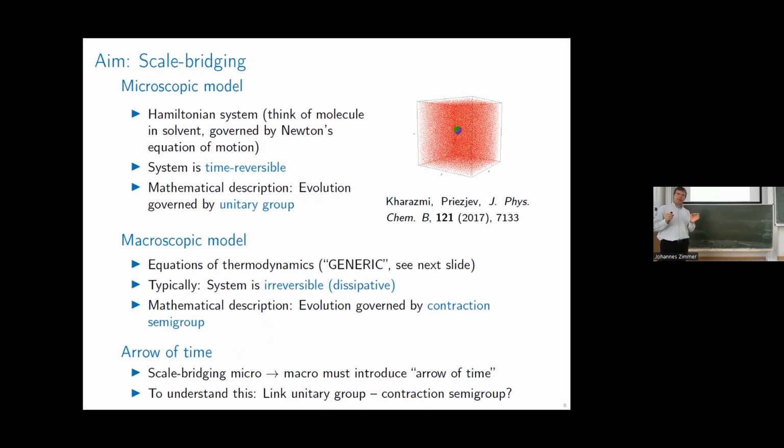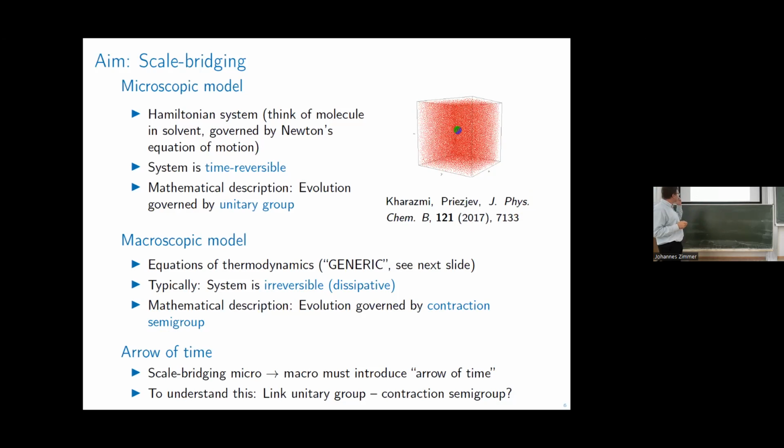And now it will be important that we phrase this in the correct mathematical language. Since it's time reversible, this high dimensional system, in fact, it will be infinite dimensional, is given by a unitary group. So the unitary group describes the evolution of the microscopic system. The generic system is typically, if k is non-zero, dissipative. So it is irreversible.